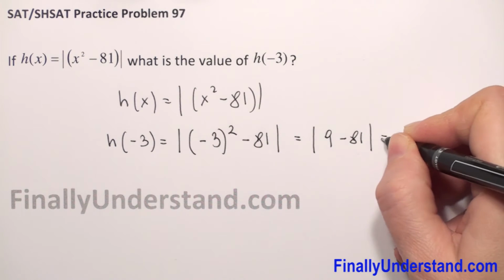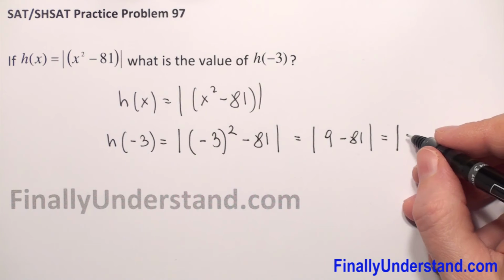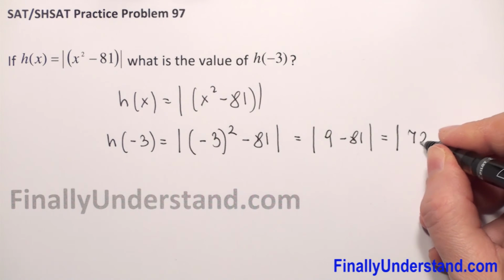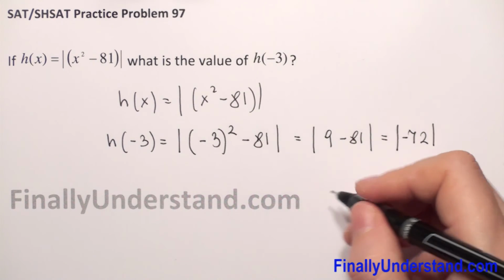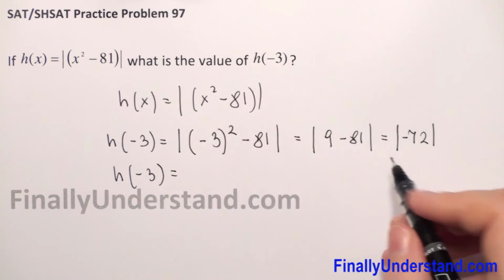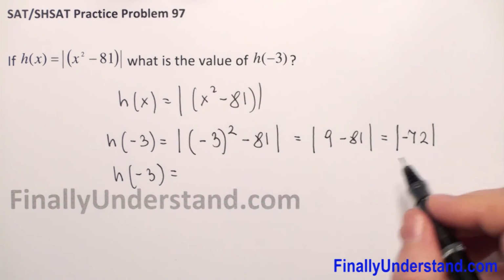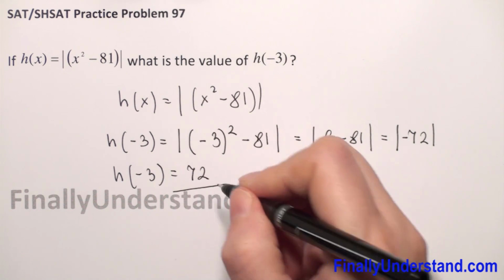So this is equal to the absolute value of 9 minus 81, this is 72. And of course, we have negative, so it will be negative 72. So we have that h of negative 3 is equal to the absolute value of negative 72, which is positive 72. This is my solution.